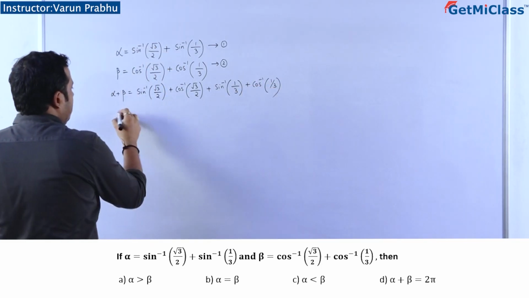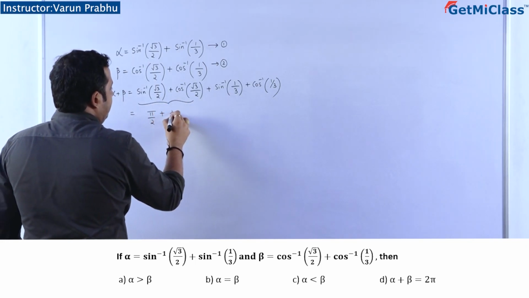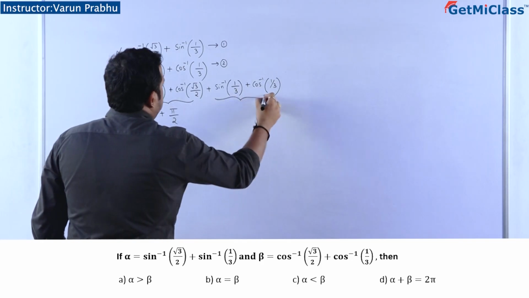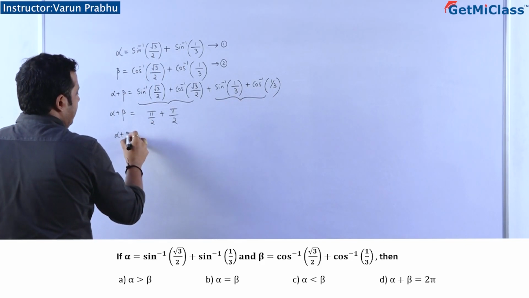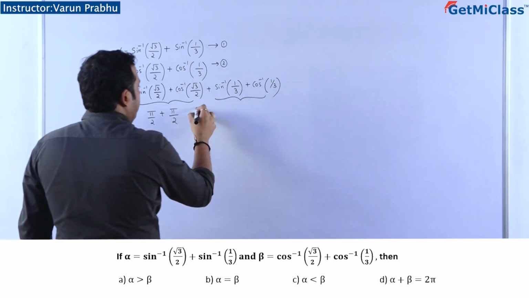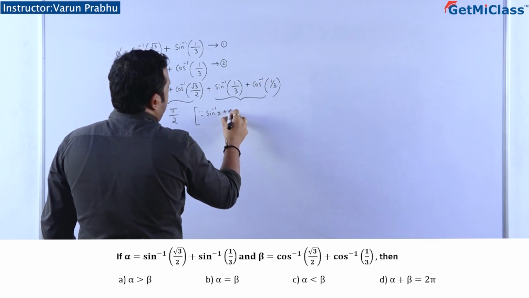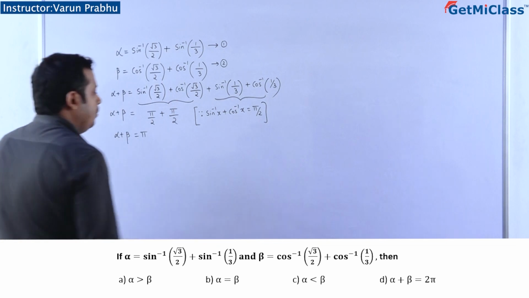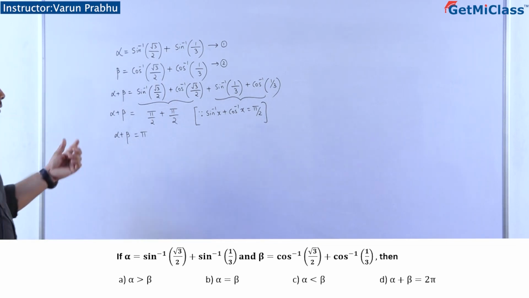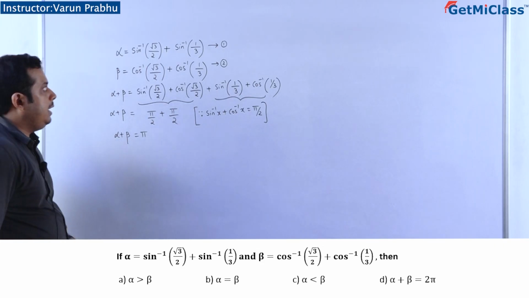We know sine inverse x plus cos inverse x is equal to pi by 2. So alpha plus beta should be equal to pi. Why? Since sine inverse x plus cos inverse x is equal to pi divided by 2. Correct or not? Now you see that even after adding both the values, the maximum value is pi, right?